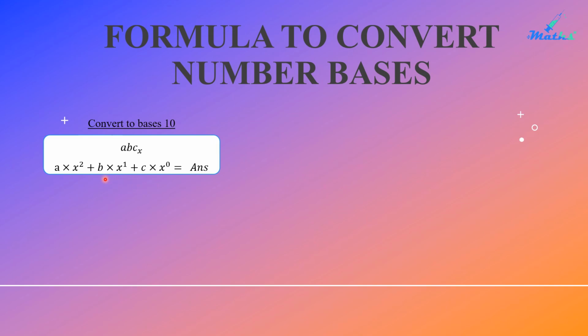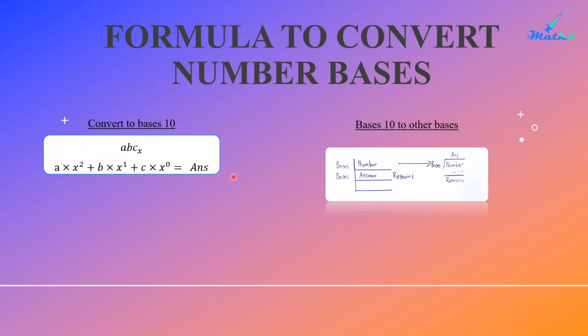We multiply B with X power 1. Why is it 1? Because each time you do one step, you add on 1. After this, you multiply with X, and it will be power 2. Then after you multiply and go through all the numbers, you will get the answer.